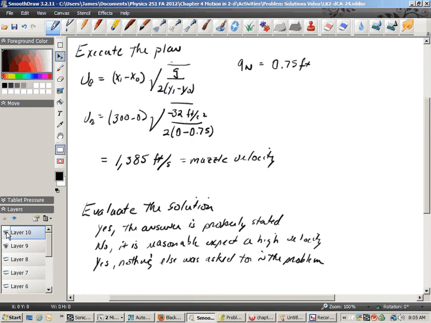Evaluate the solution. Yes, the answer is properly stated. Yes, it is reasonable. We do expect a high velocity. Yes, nothing else was asked for in the problem.